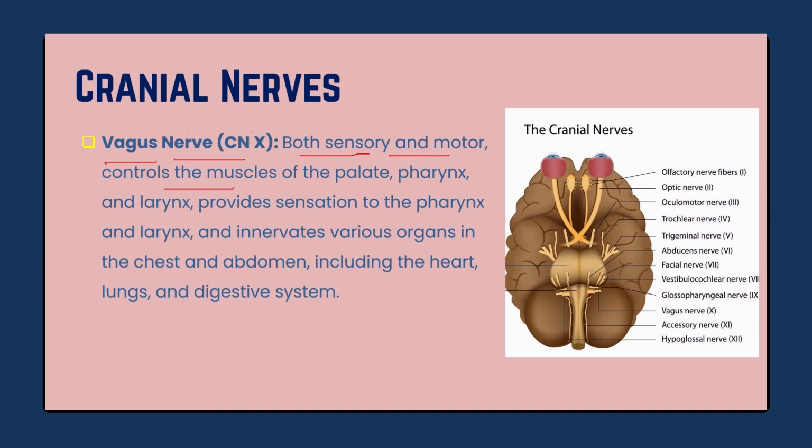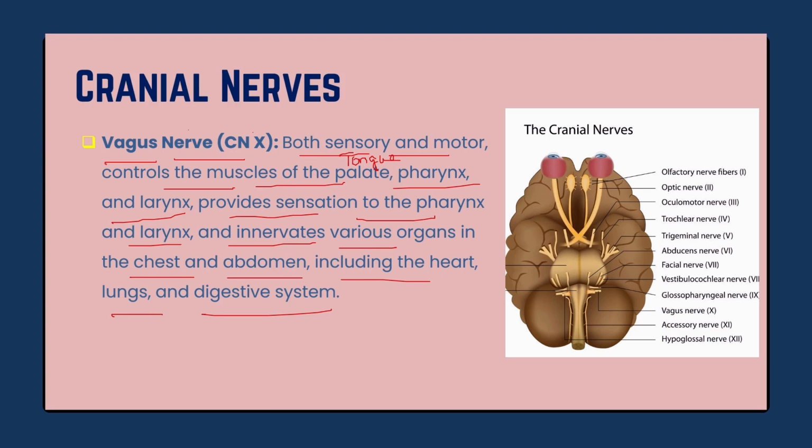It controls the muscles of the palate. Palate, where is the palate? Your tongue. Your palate is in your tongue. Then it also controls the muscles of your pharynx, which is in your neck, and larynx, your voice box. It provides sensation to the pharynx and larynx, and it innervates various organs in the chest and abdomen, including the heart, lungs, and digestive system.